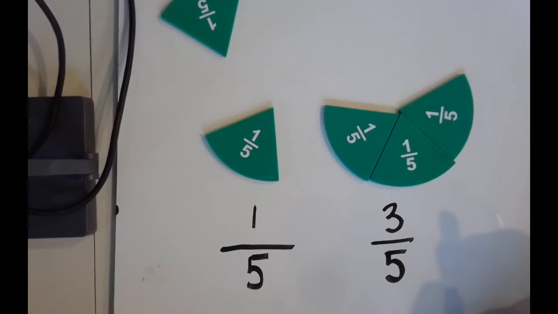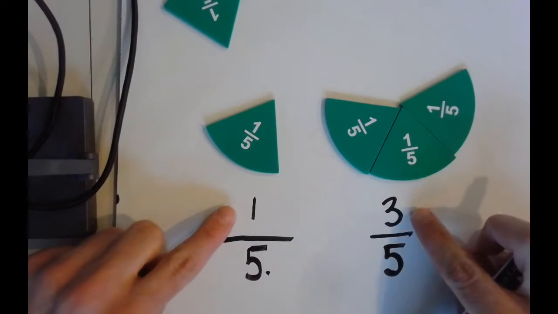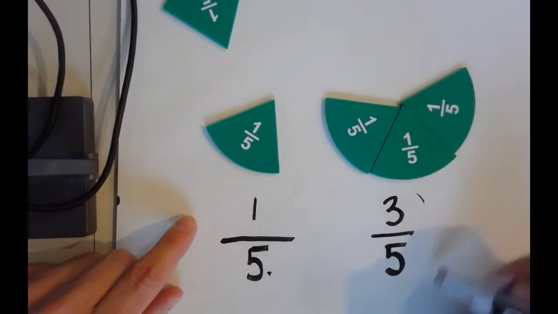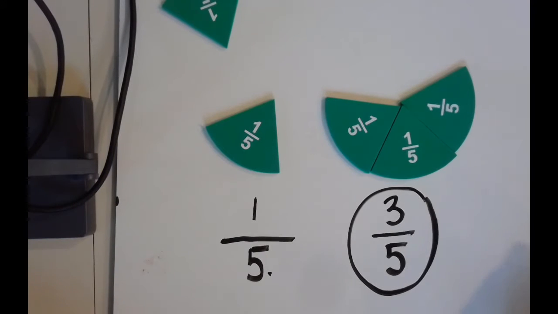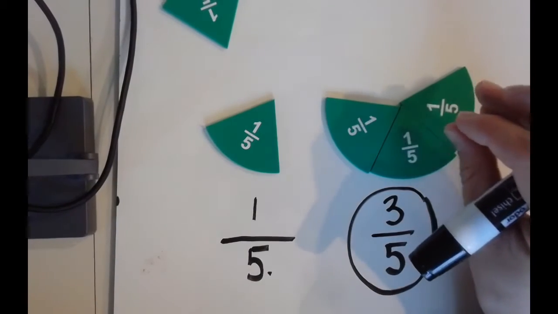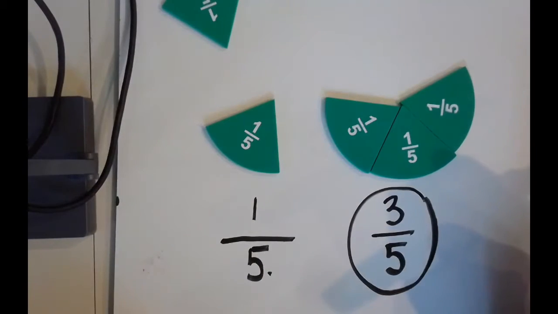So when the denominator is the same, when the total number of parts is the same, all you have to do to compare the fractions is look at the numerator. Whichever numerator is larger, that fraction will be larger for sure. This only works when the denominators are the same because the parts are the same size. So you're comparing the same size parts. Obviously, if you have 3 parts, that's going to be bigger than 1 part as long as those parts are the same size.